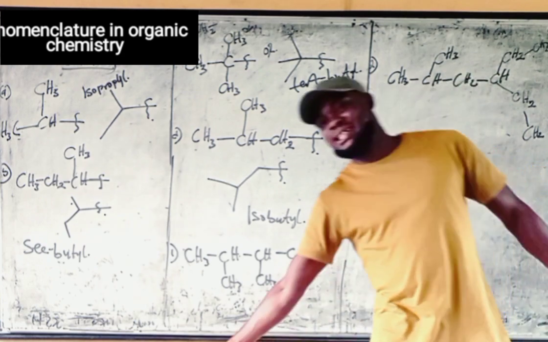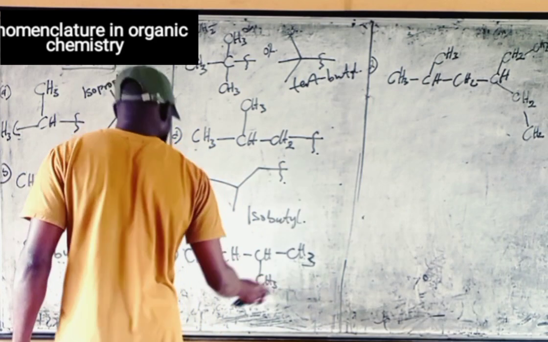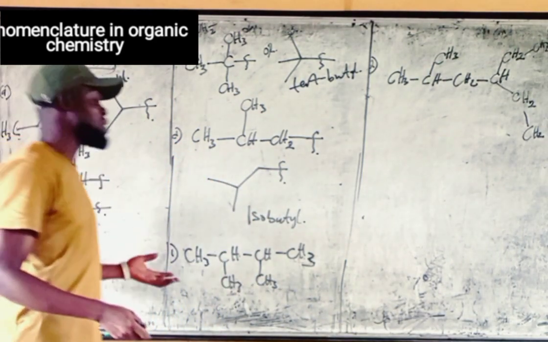They are called branches. So we call them substituents. The substituents will be named first, before you name the parent name. So how do you name substituents?